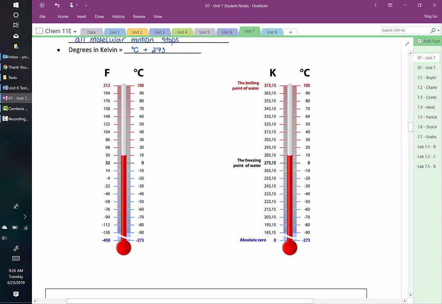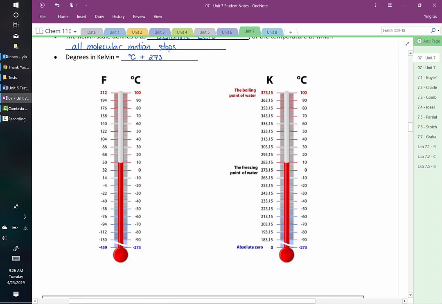Okay, so let's have a look at the picture of that. So on the right here, there is a comparison of the Kelvin and the Celsius scale. And what you'll notice is that the increment size is the same. For example, if you go from 40 degrees to 50 degrees, that is a change of 10 degrees. If you go from 313 to 323, that is also a 10 degree change. So what we're saying is that the two scales have the same incremental change.